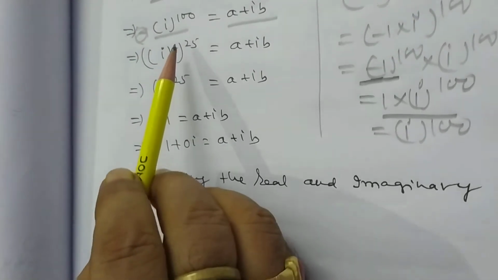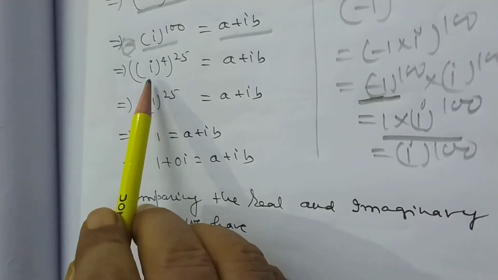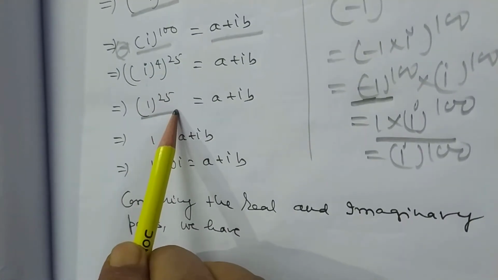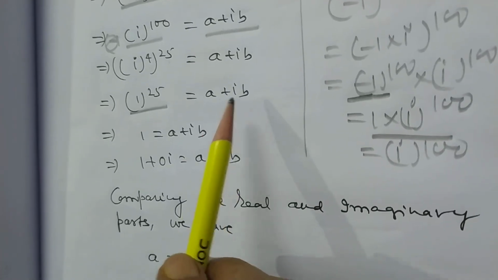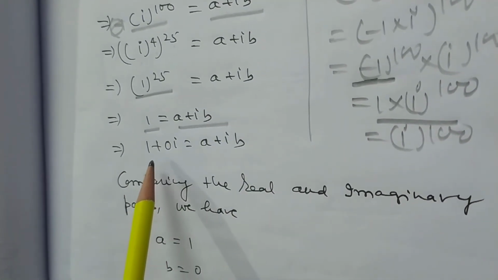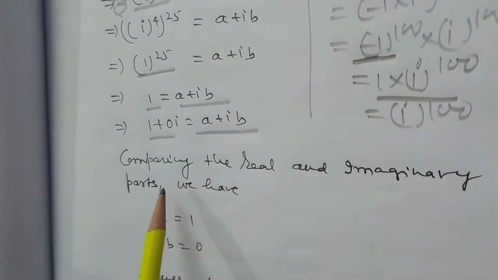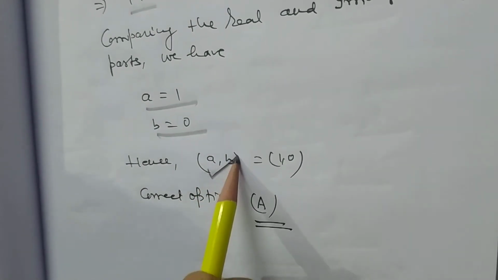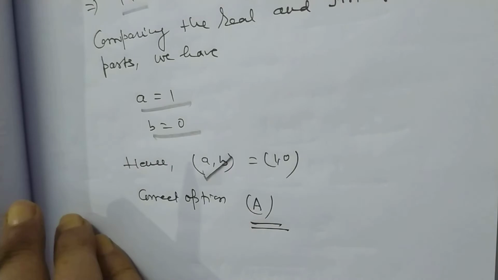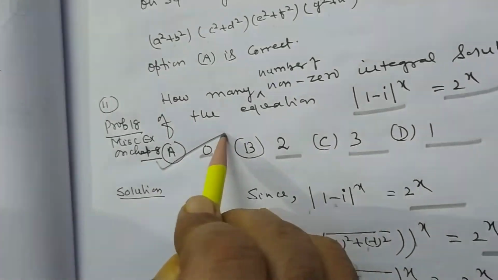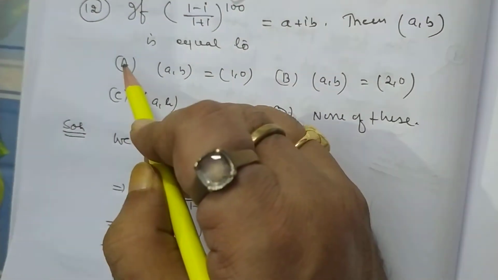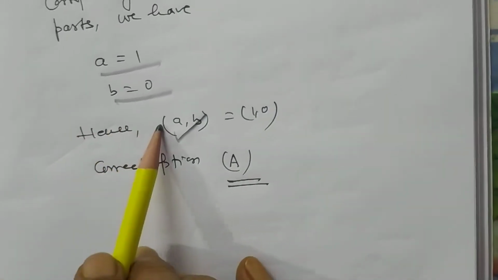So my dear student, i^100 is equal to a + ib. That is (i^4)^25 is equal to a + ib. i^4 is equal to 1, so 1^25 is equal to a + ib. So 1 is equal to a + ib, and 1 + 0i is equal to a + ib. Comparing the real and imaginary parts, we have a is equal to 1, b is equal to 0. Hence, (a, b) is equal to (1, 0). Option A is correct.